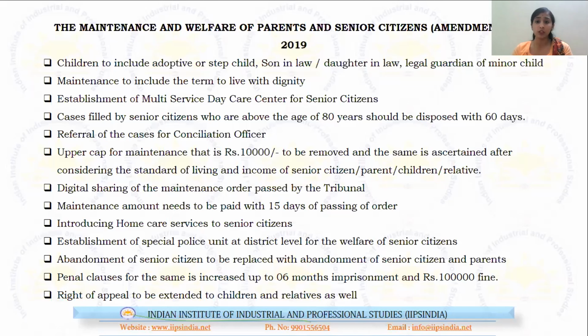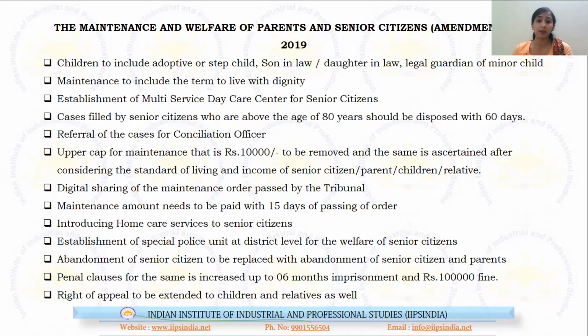Abandonment of senior citizen to be replaced with abandonment of the senior citizen and parents. The current act, what we have right now, deals only with the abandonment of the senior citizen. That is, you leave your parents somewhere in the bus stand or something like that. But this amendment bill also includes the term parents as well. So abandonment of the senior citizen as well as parents is a punishable offense under the new amendment bill.